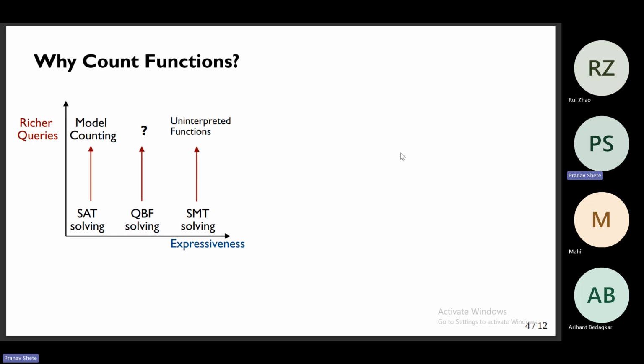For SMT, you have these uninterpreted functions. In the case of uninterpreted functions, if you want to know the number of uninterpreted functions that satisfy the formula, then Skolem functions are one very restrictive class of uninterpreted functions.